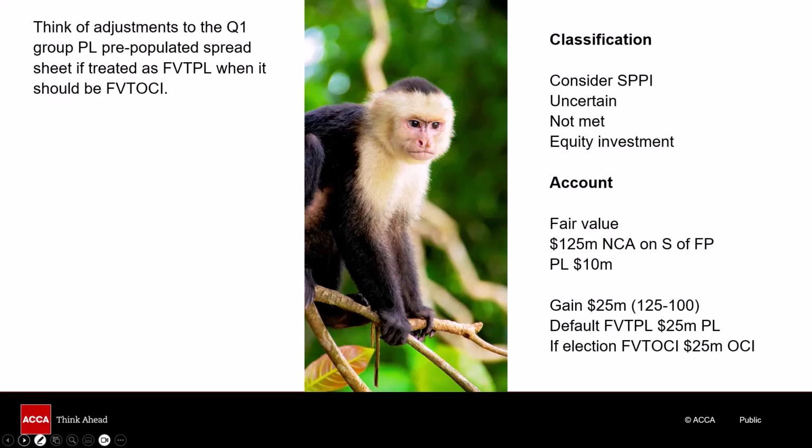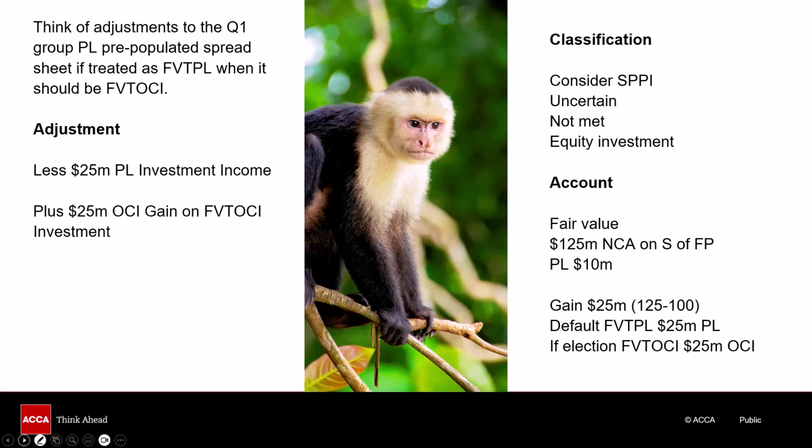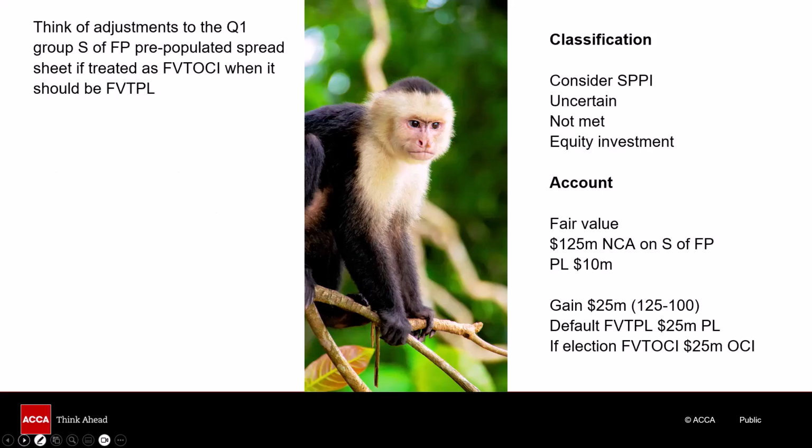I wonder if you're ahead of me. You've got to take the 25 million out. The 10 million's fine. The 10 million dividend or income, whatever it was, that's fine. But the 25 million capital gain, if it's been treated as fair value through P&L, that's gone through the P&L, but it should have gone through OCI. So the adjustment is that we take 25 from investment income minus in a separate column in the P&L, but we're adding 25 to other comprehensive income. All right, so I think you've got to be able to think about these kind of things.